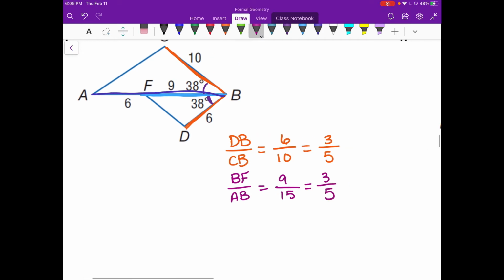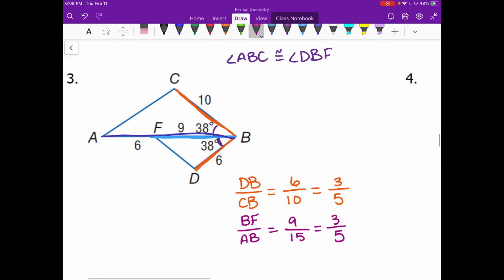So we do have two sets of sides that are proportional to each other, and our angle in between is the same measurement. So these two triangles are similar by side, angle, side similarity. And let's write our similarity statement. Triangle ABC is similar to triangle FBD.